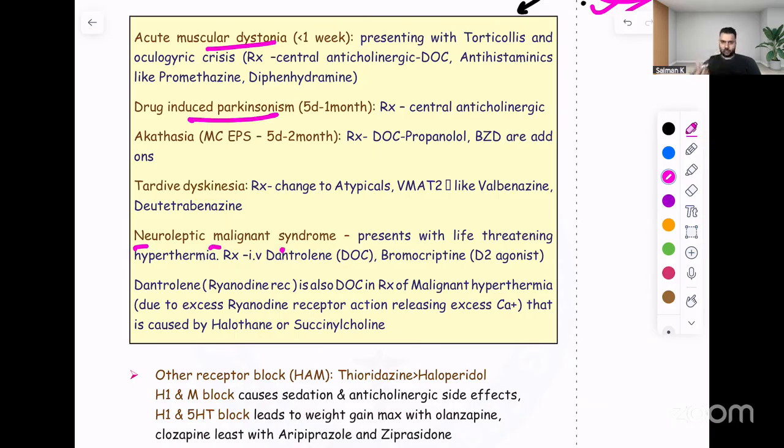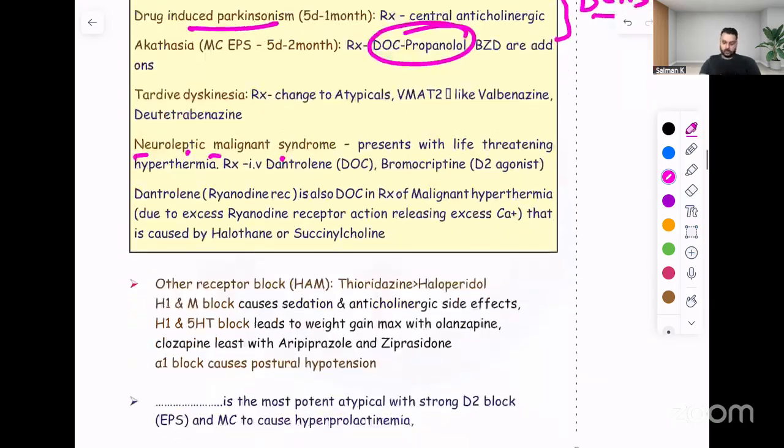So, sir, what do you give for the first two? That is muscular dystonia and drug-induced Parkinsonism. You're going to give the anti-Parkinson drugs, that is benztropine, benzhexol. For akathisia, we are giving a beta blocker. Okay. For neuroleptic malignant syndrome or malignant hyperthermia, the same drug called dantrolene is given. Okay. Why is it called malignant? Malignant means something serious. It is a hyperthermia.